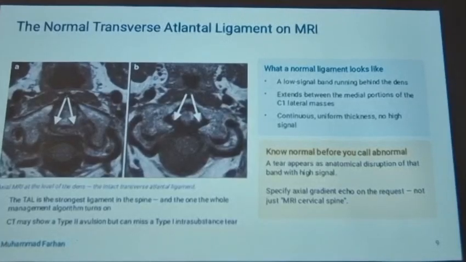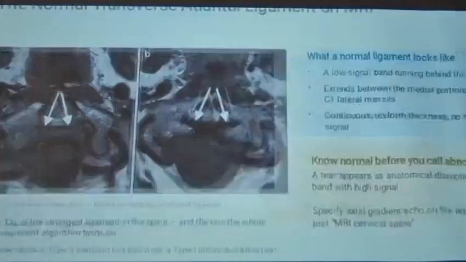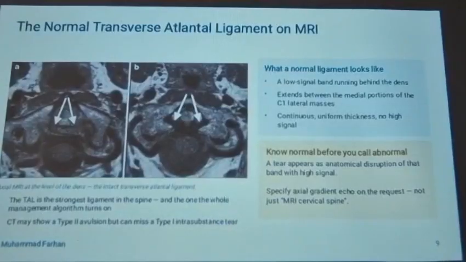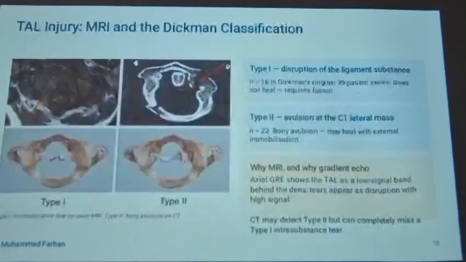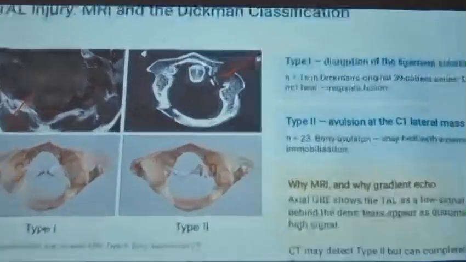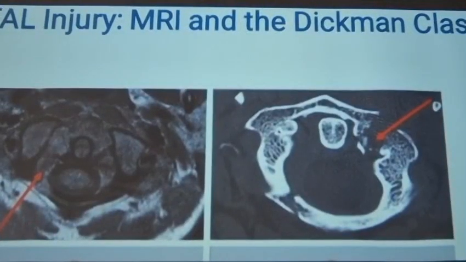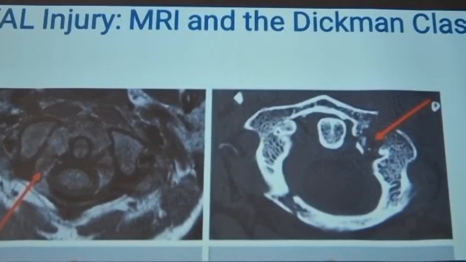Then the confirmatory test for transverse atlantal ligament injury would be the MRI. As we can see in image A, there is a band behind the dens process, that is the transverse atlantal ligament. And in image B, we can also see the alar ligaments. And in this MRI, we can see the transverse atlantal ligament injury. We can see that there is a missing of the band posterior to the dens process.